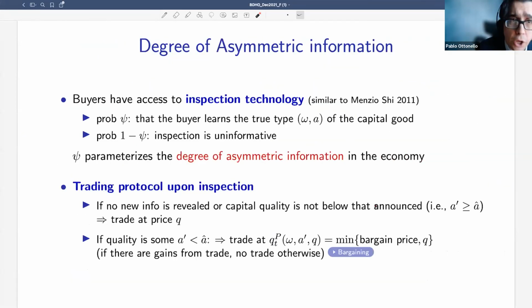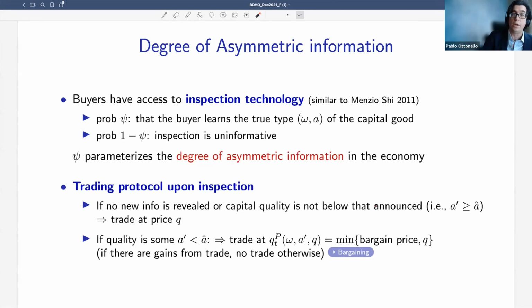Now, in the economy, we want to study the degree of asymmetric information, and that is what we want to measure in the data. The way in which we model this is by providing buyers access to an inspection technology. Whenever a seller lists a unit of capital, after a match is realized, the buyer has the possibility to inspect this unit with probability psi, and learns the true capital quality. With probability 1 minus psi, the inspection is uninformative. So psi parameterizes the degree of asymmetric information in the economy.